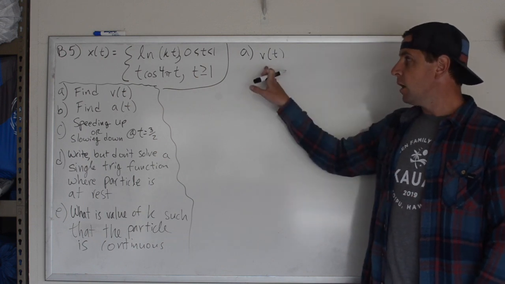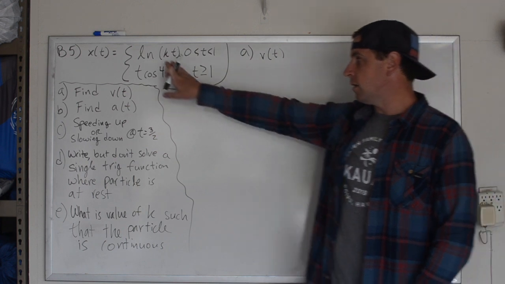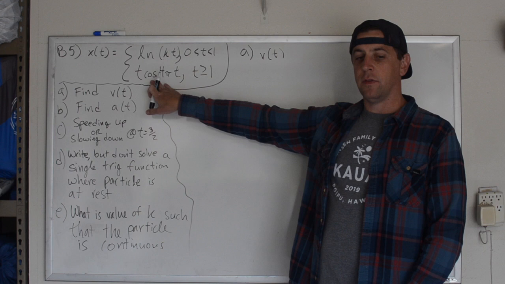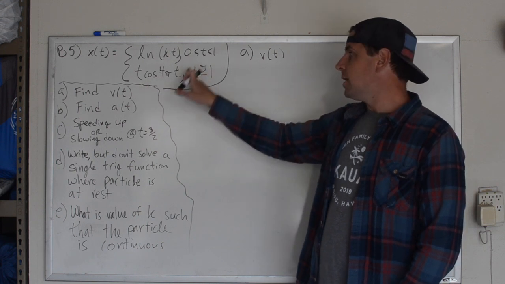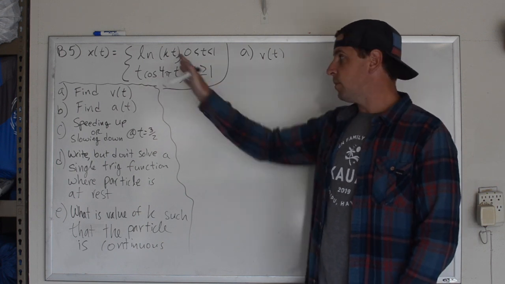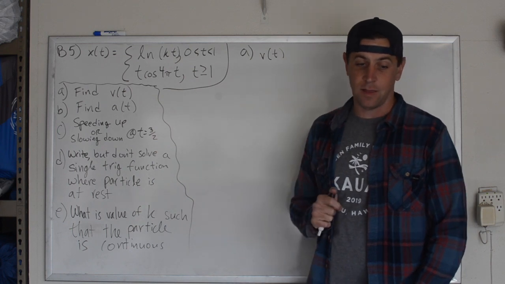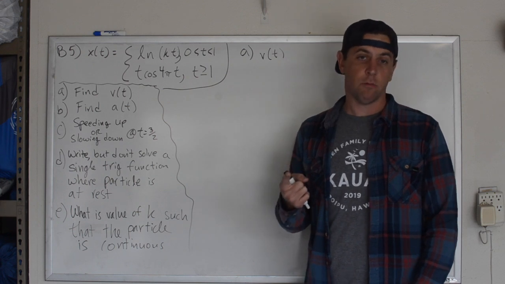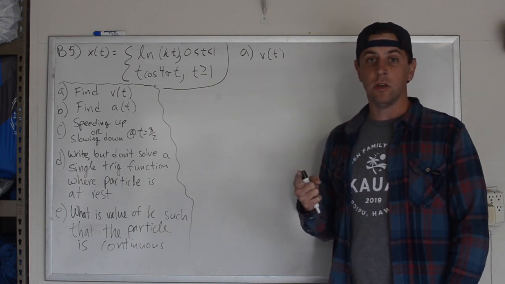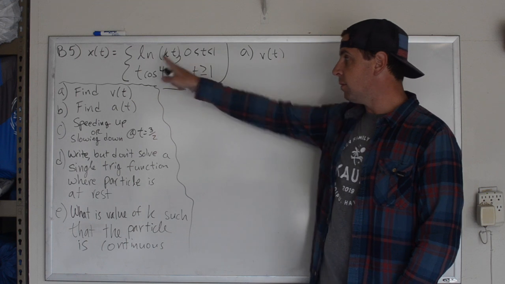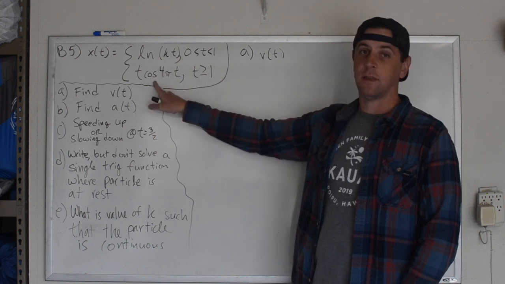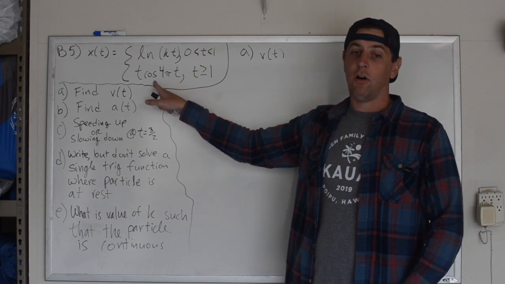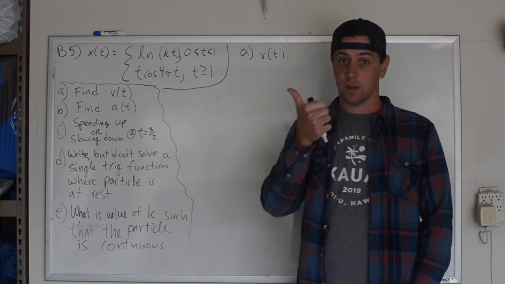To define v of t, I need to take the derivative of this one, and I also need to take the derivative of this function. However, at t equals 1, because this is a piecewise function, there's a few different things that we have to check. The first thing we'd have to check is whether the function is continuous at 1. The way that we would check continuity is we would check if the limit from the left at 1 is equal to the limit from the right at 1, which is equal to the function's value at 1. If all three of those line up, then our function is continuous.